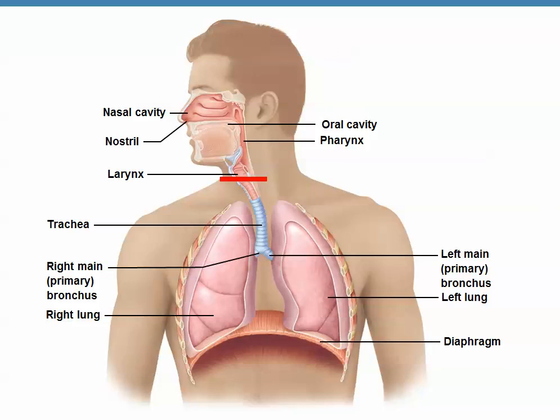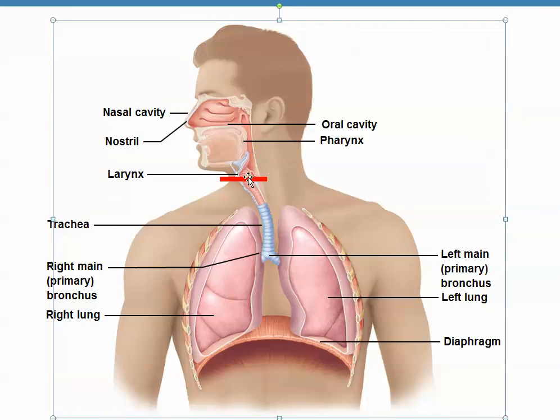Our approach to studying the anatomy of the respiratory system will be to follow the pathway of air as it is inhaled. We'll start at the nasal cavity, then move to the pharynx, into the larynx, from the larynx into the trachea, then to the primary bronchi, and finally into the lungs.